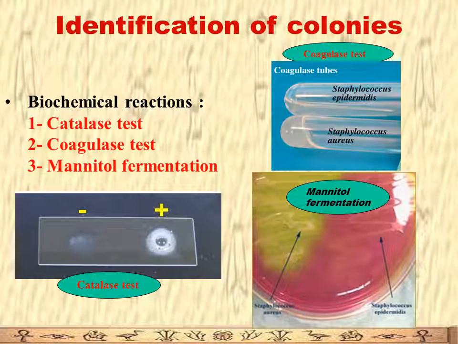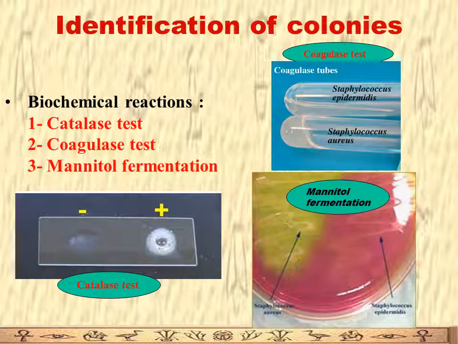Then we carry out biochemical reactions. The most important biochemical reaction is the coagulase test, to differentiate it from the coagulase-negative Staphylococci and to detect that it is Staphylococcus aureus. Then we use the catalase test, and if you have studied before the other group of gram-positive cocci, which was called the streptococci, they can be differentiated from the staphylococci by the catalase test.